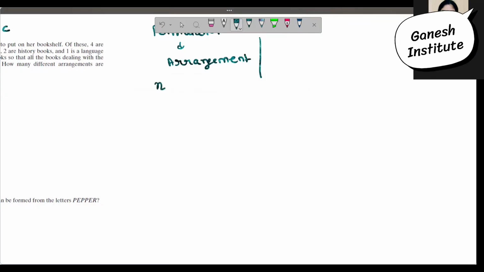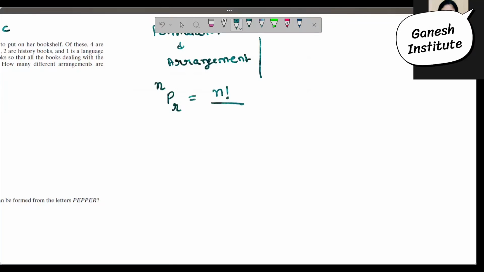And that means out of n objects, if you want to arrange r objects, the formula is n factorial upon (n minus r) factorial. This is the formula for permutation. We need to arrange r objects out of n objects. So this is the formula for permutation.